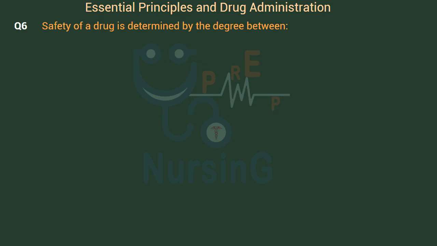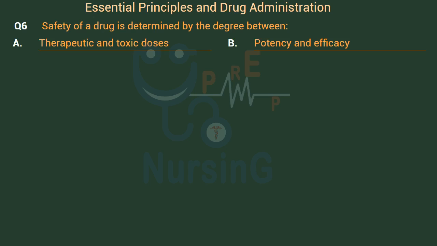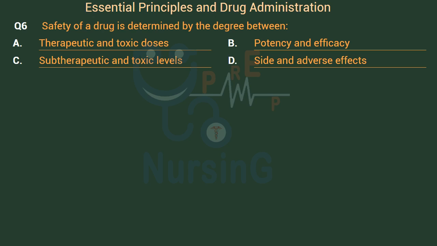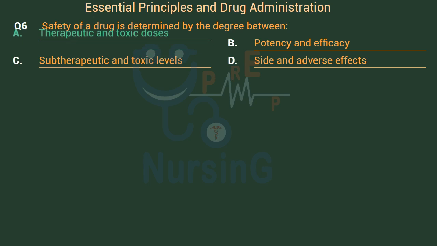Safety of a drug is determined by the degree between: Option A. Therapeutic and toxic doses. Option B. Potency and efficacy. Option C. Subtherapeutic and toxic levels. Option D. Side and adverse effects. Right answer is Option A.